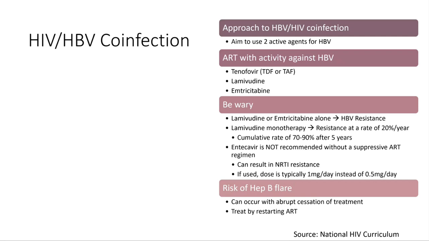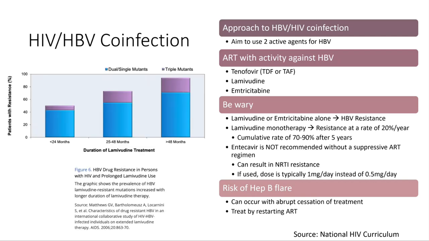Okay, so, just a general approach: when you have Hep B HIV co-infection, you want to use 2 active agents for Hep B. Our options with activity against Hep B are tenofovir, either version, lamivudine, and emtricitabine. Things to be careful of: lamivudine or emtricitabine alone has decent rates of Hep B resistance. With lamivudine monotherapy, resistance develops in hepatitis B at a rate of about 20% a year. This graph shows that after 48 months, so by 5-ish years, 70 to 90% of people will have lamivudine resistance in their Hep B. So you don't really want to use monotherapy.